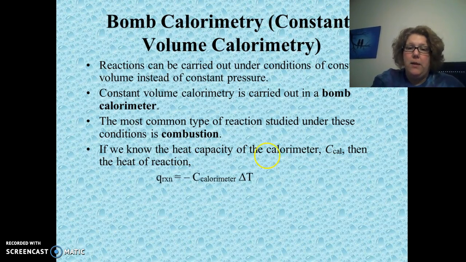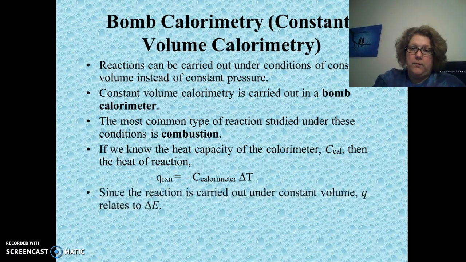Okay, so mathematically, these are pretty simple. The Q of the reaction is simply whatever the heat capacity of the calorimeter is, which will be given to you in the problem, times the delta T. Pretty simple mathematically. All right, so because we're carrying this out under constant volume, the reaction's happening not in a styrofoam cup this time, but in a metal vessel called a bomb.